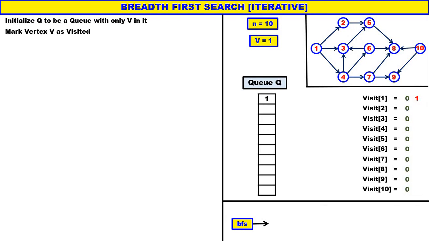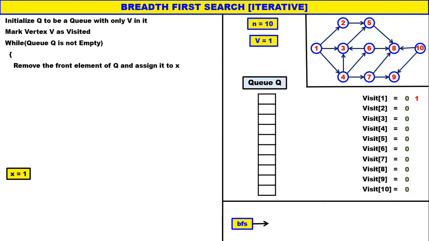Very good. Next, what we have to do? We have to check whether q is empty or not. Therefore, while q is not empty, we have to do the while loop. We are putting a while loop. While q is not empty, yes. Remove the front element of the queue. The front element of the queue is 1. Remove it and assign it to x.